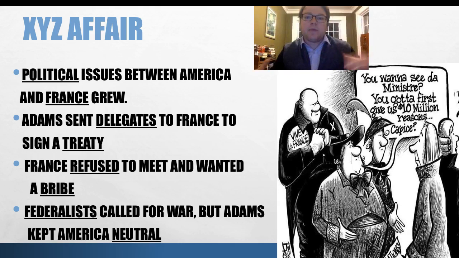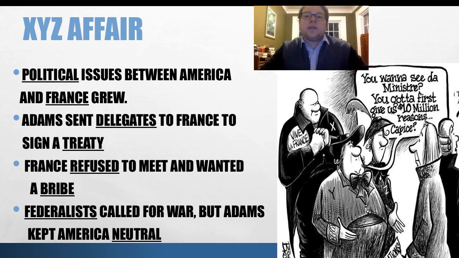And really, what happened is, remember what George Washington wanted America to do, they wanted to be trading. So America was trading with France, which is going to upset Britain, and with Britain, which is going to upset France. So political issues are going to grow between America and France during this time period because America is still trying to trade and have relations with Britain, which makes France upset.